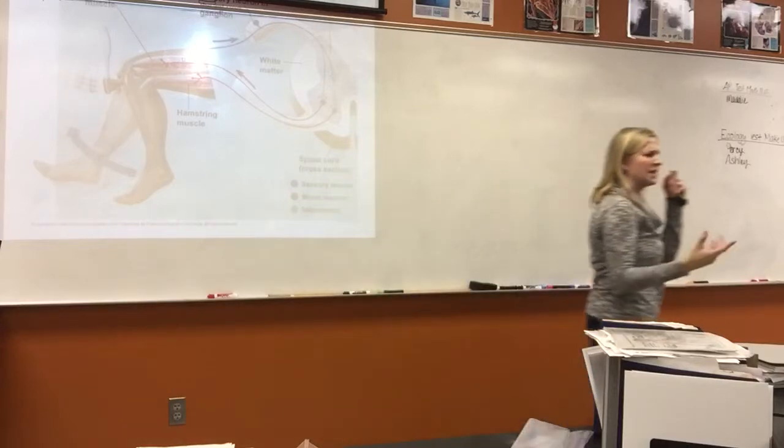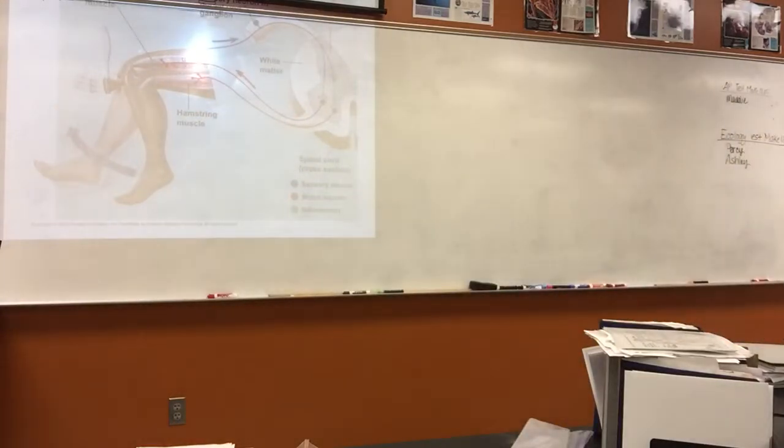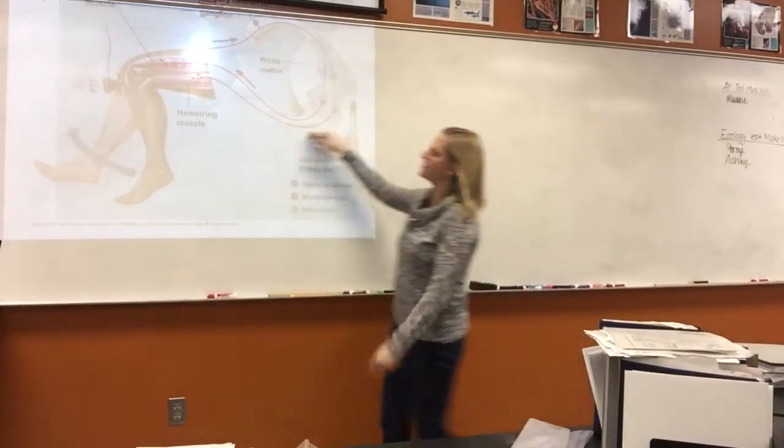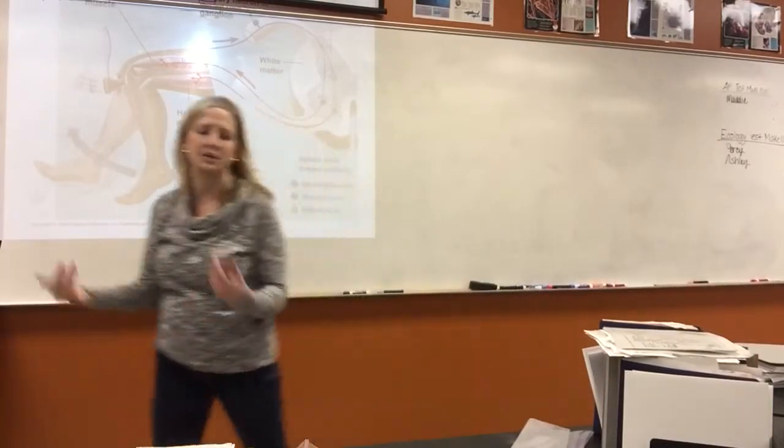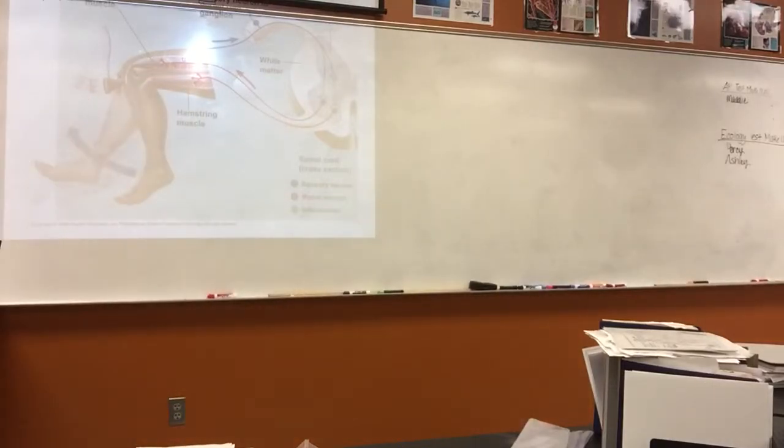Did I say hamstring before? Yeah. The quadriceps. All right. The quadriceps was going to contract, and the second motor neuron is going to inhibit the hamstring muscle so that only one contracts and the other is relaxed. All right, and so that's where we left off.